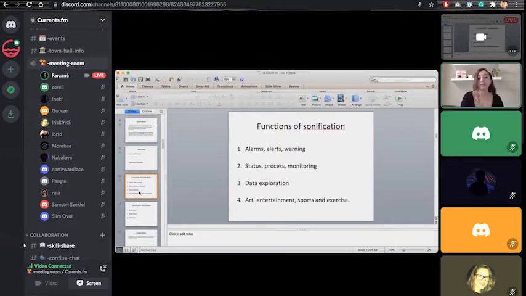And then we have art, entertainment, sports, and exercise. Of course, it's probably the most interesting part for us here, and there are a lot of examples that we're going to talk about in depth in a few moments. There are also a lot of examples in sports, for example, when there's a soccer game between visually impaired and sighted people. They usually use auditory displays and sonification to give the necessary information to the players. Or the system of biofeedback and this kind of thing, they all lie within the last category.